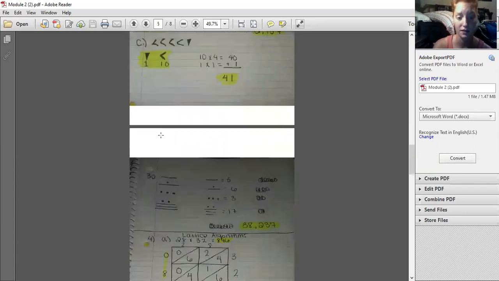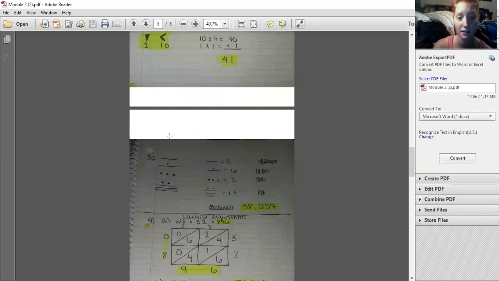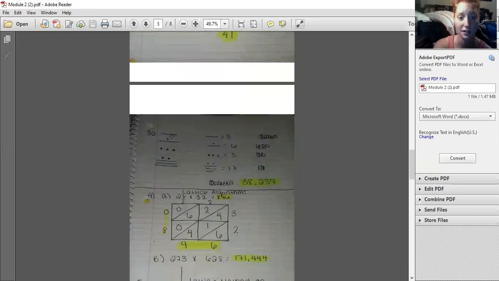Let's move on. Here's the last part here. This one, we're doing the same thing. We're going to find out what it equals out to be in digits. This right here equals 5, and this equals 6, 3, and 17. Well, all of these together equal 38,237.